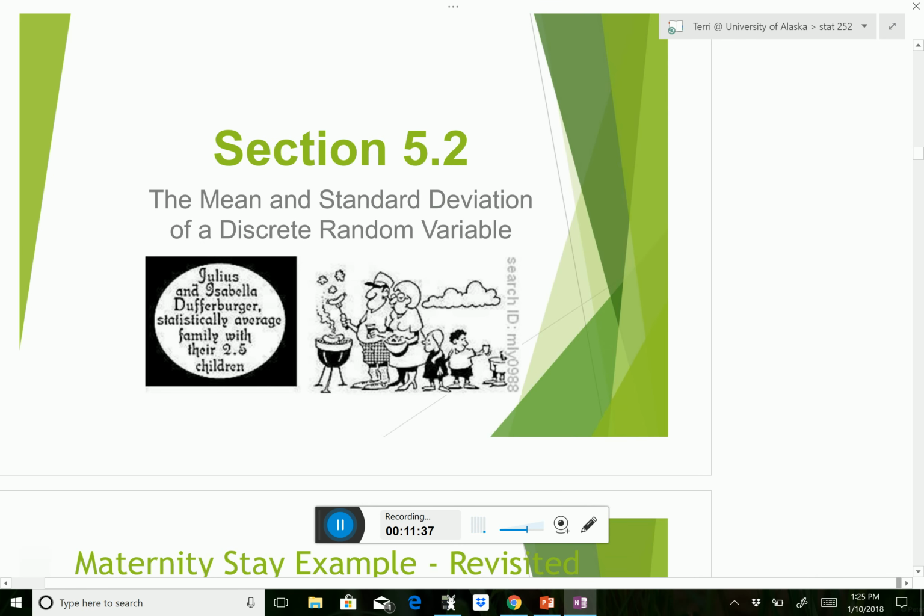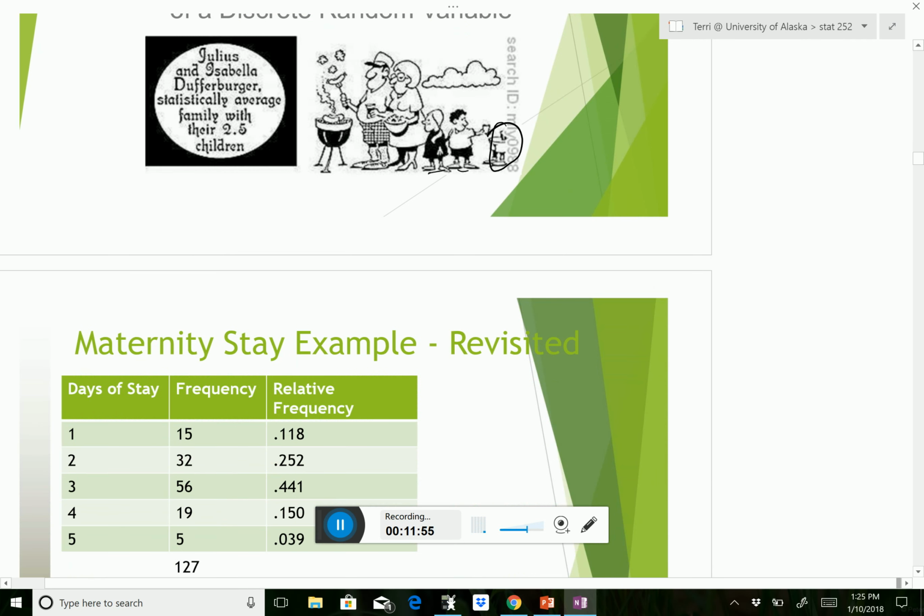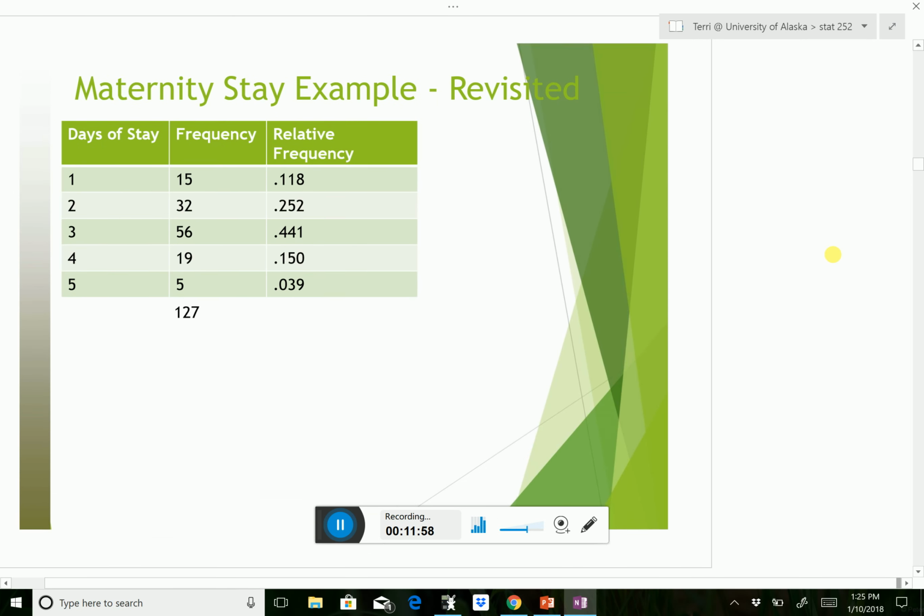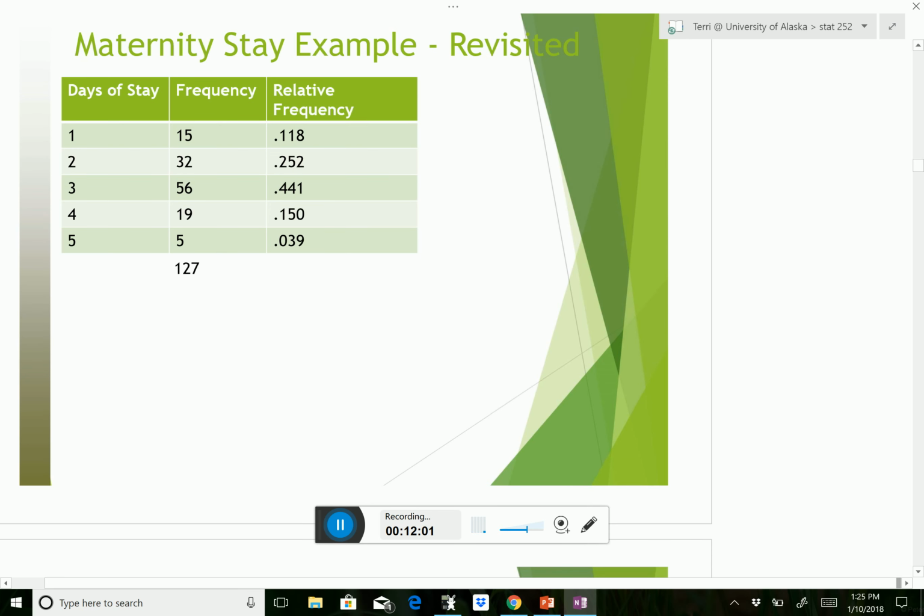Okay, so next section. The mean and the standard deviation of the discrete random variable. So here we have this family with their 2.5 children. Here's their 2 children. Here's their 0.5 right here. That doesn't really happen because, of course, averages don't work that way, right? So let's talk about the maternity stay again, revisited. I want to think, what is the average length of a maternity stay?